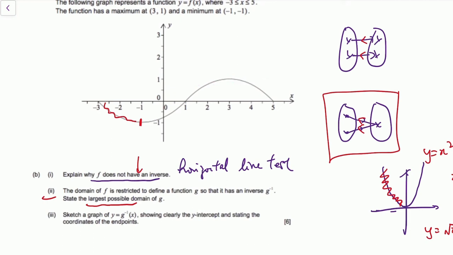So the largest possible domain is when x is between -1 and 3. And so now the graph of g is only this middle part. We are asked to graph the inverse. You graph the inverse by reflecting the function along the line y equal to x. So this is y equal to x.